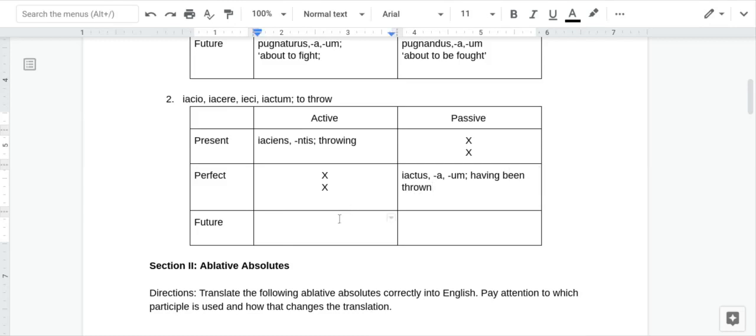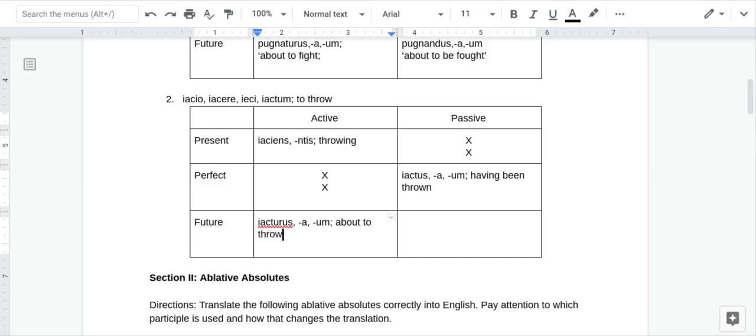All right, and then take the fourth principal part again, take the stem, add the ur, about to throw. The future active participle almost always translates this way. The future passive participle, known as the gerundive, rarely translates the way that we put it in the chart, which is about to be or to be thrown.